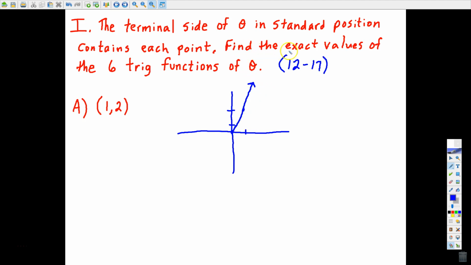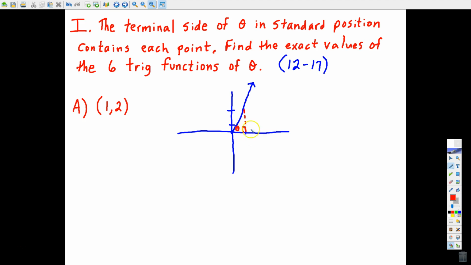All right. And so what we're supposed to do is find the exact values of the 6 trig functions of theta. What we need to do is come up with a right triangle using this point 1, 2, and we're just going to drop down a side to complete the right angle, and here's theta. Okay, theta will always be near the origin. It will be the angle that's formed with the initial side, like we talked about earlier in lesson 1, and this other terminal side coming out of the origin.